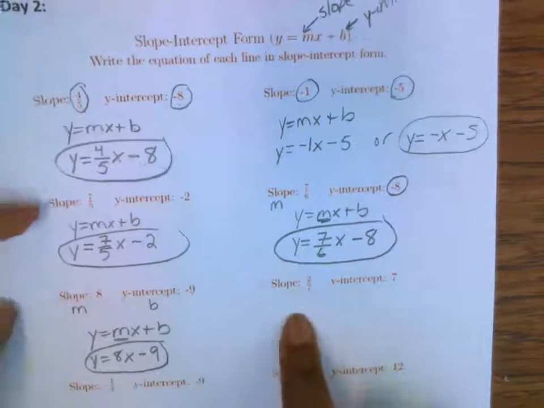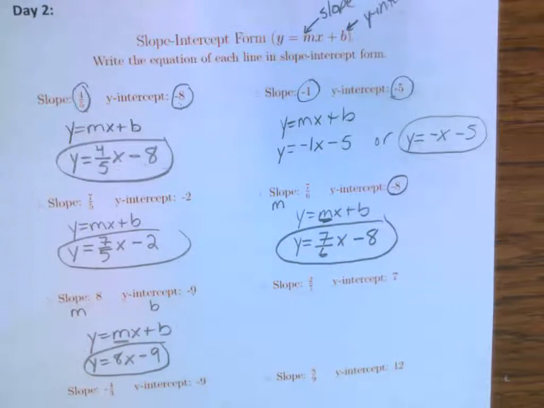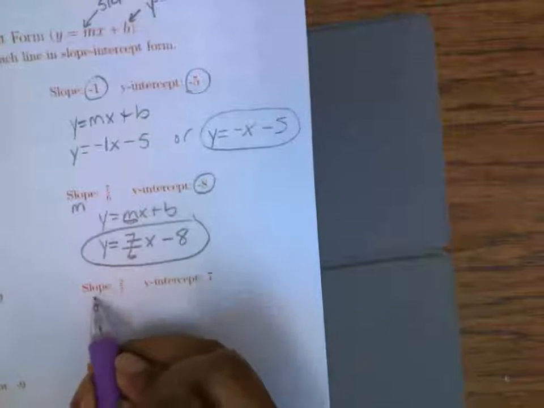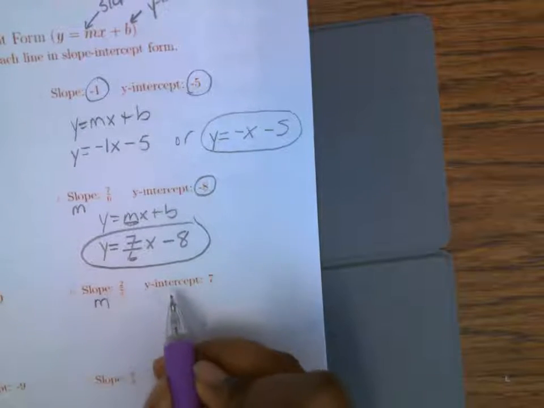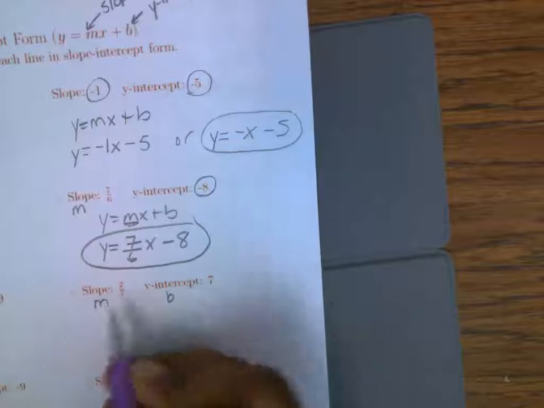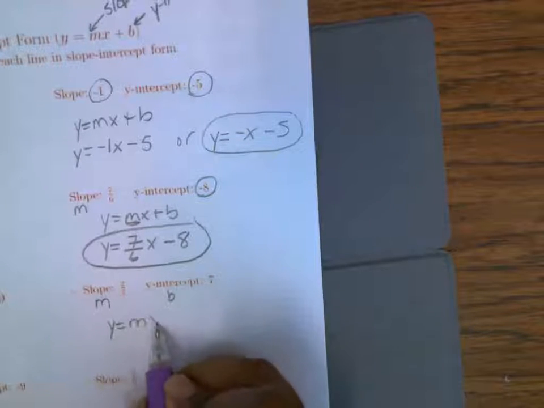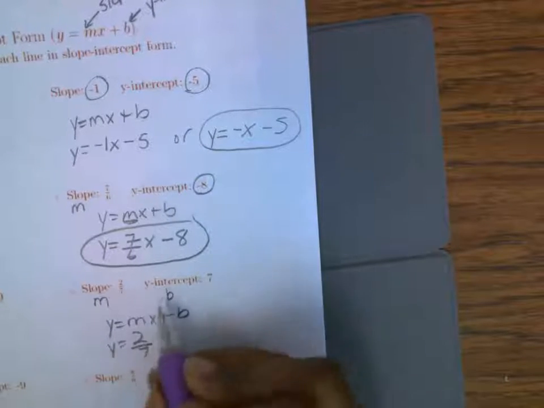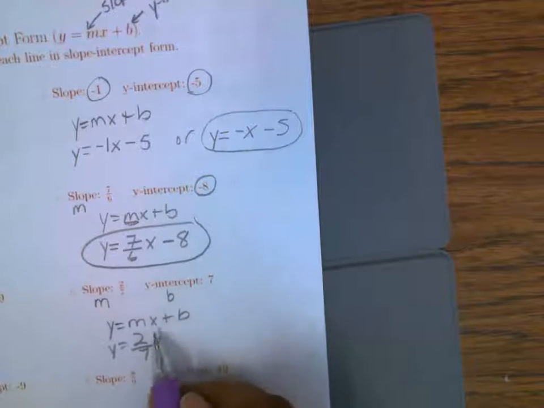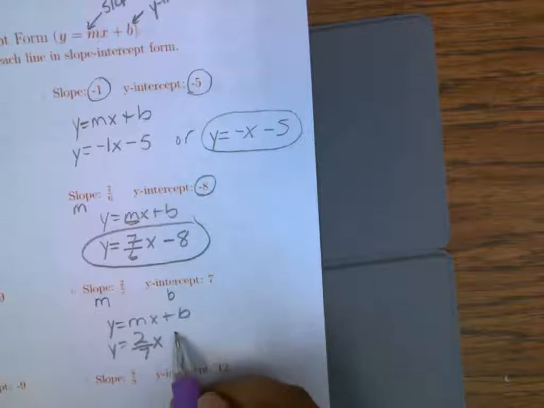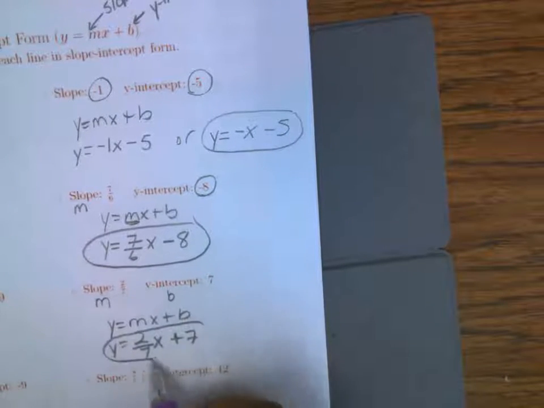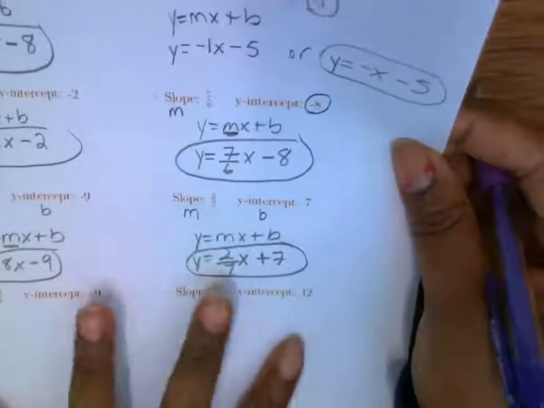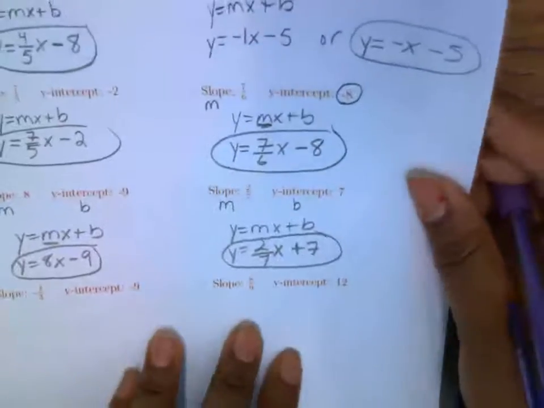Same thing with number 6. Any questions? Am I moving too fast? Let me keep going. Number 6, this is my m. Slope is m. It's 2/7. And b is 7. So y equals mx plus b. We're going to replace m with 2/7. And we're going to replace b. Don't forget to bring down the x. Replace b with a +7. Okay? All right, and you should be able to do the bottom 2 on your own, okay?